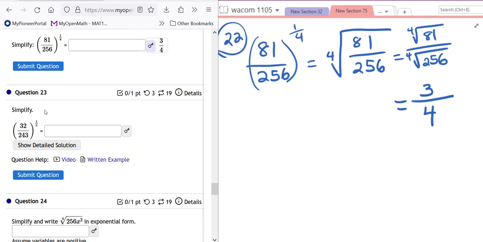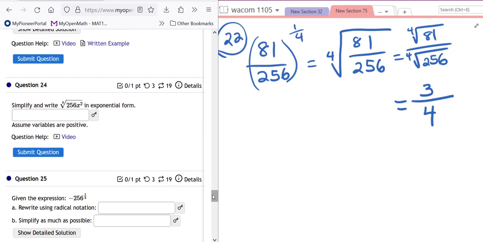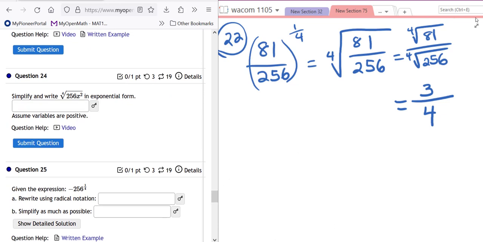23 is going to be the same way. Do a fifth root of the whole thing and then simplify. They should be perfect powers. So we'll skip that one. It's just like what we did. All right, 24.